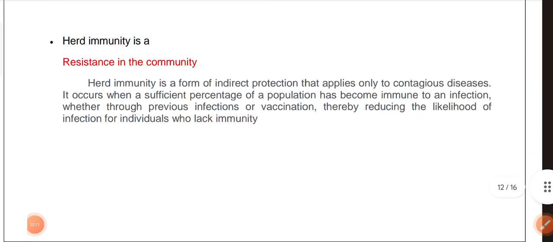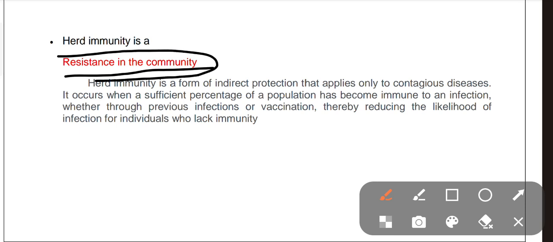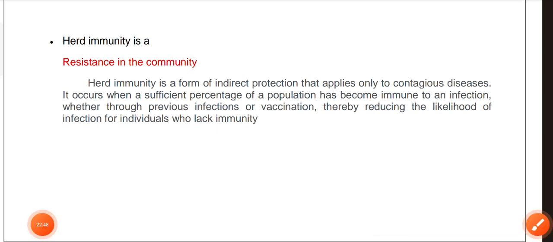So the next point is herd immunity. What is the meaning of herd immunity? Herd immunity is nothing but resistance in the community. For example, for a disease, how much percentage of the disease is transmitted or how much percentage is controlled or prevented, that is called resistance in the community. This is a very important question. It is a resistance power. Prevention in the community region, that is called herd immunity.